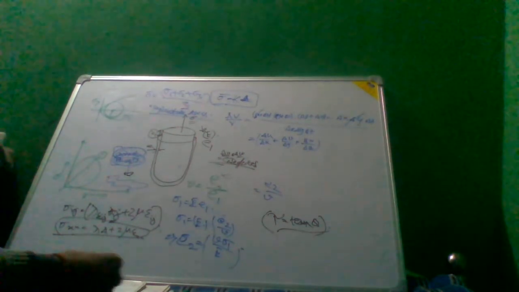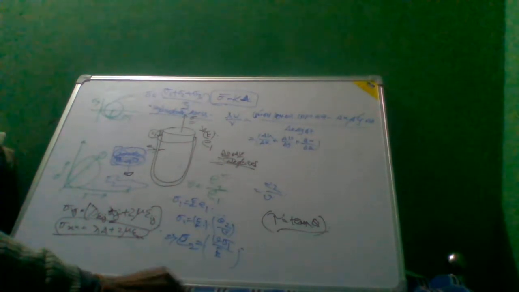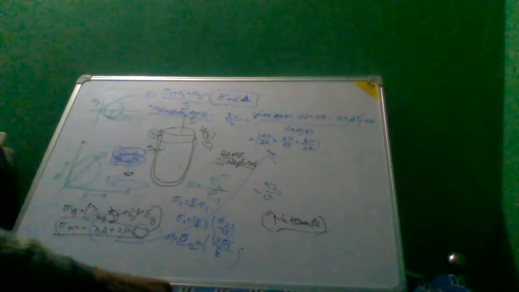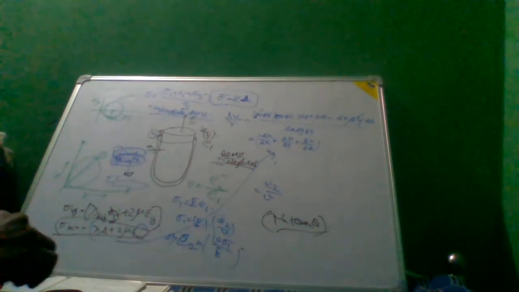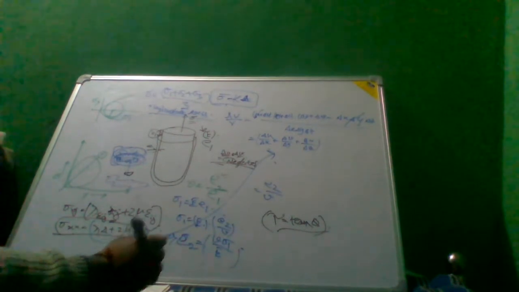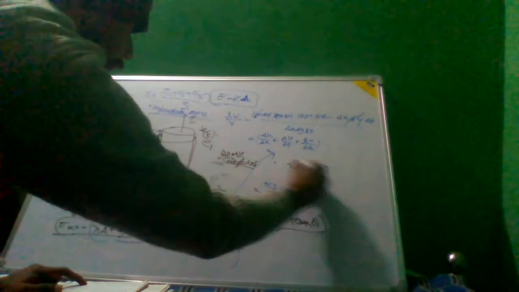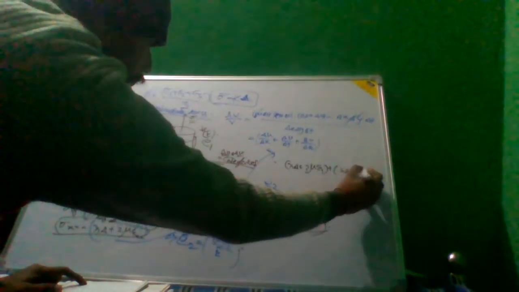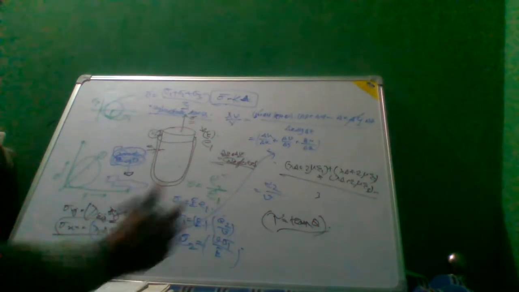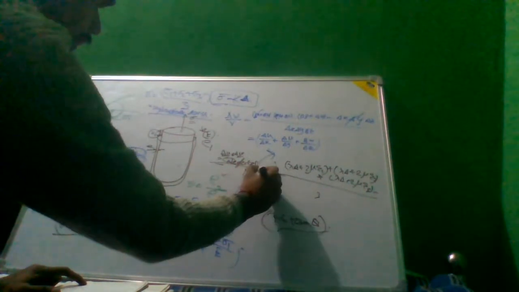Then we can see that this can be written in the form of sigma 1 plus sigma 2 plus sigma 3 by 3, that is the average stress acting on the surface, equal to lambda del plus 2 mu E1, plus lambda del plus 2 mu E2, plus lambda del plus 2 mu E3, divided by 3, which will be K, the bulk modulus, into del.